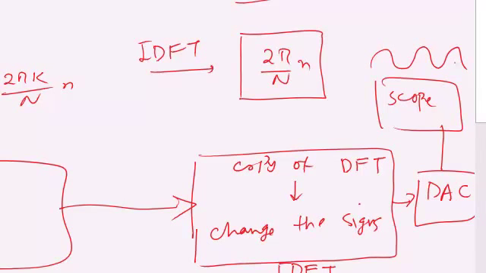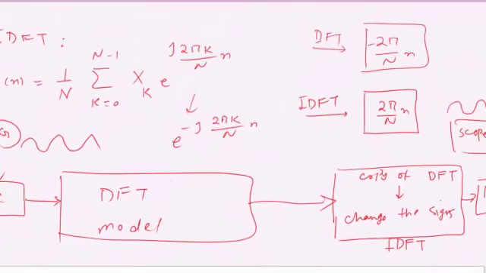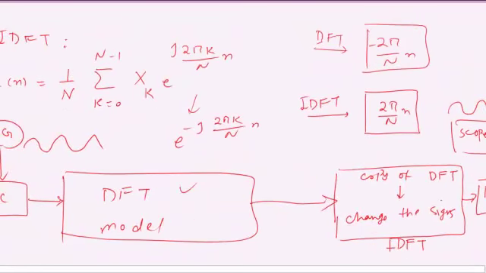In this way you can find out that okay, your DFT model was working and your inverse model was working, and when you put the model and inverse together, it gave you the original signal here at the output. So this is the way that we check and test the DFT models and inverse DFT models.